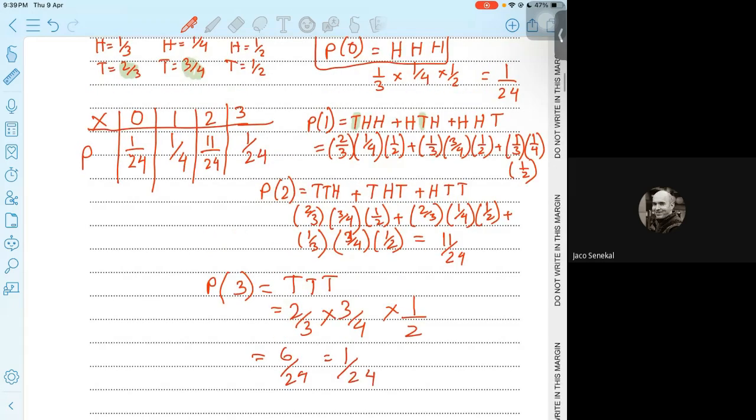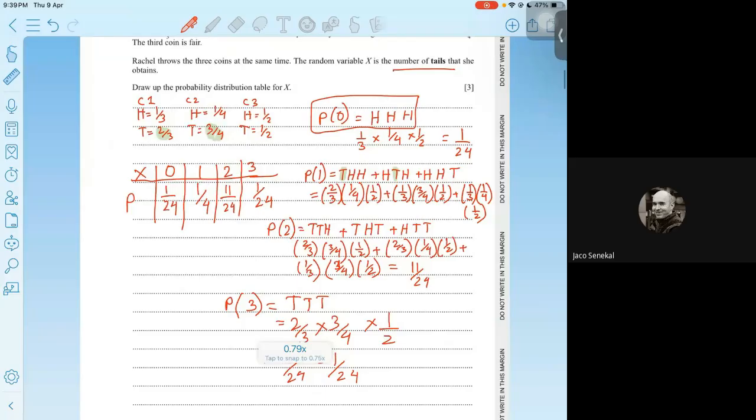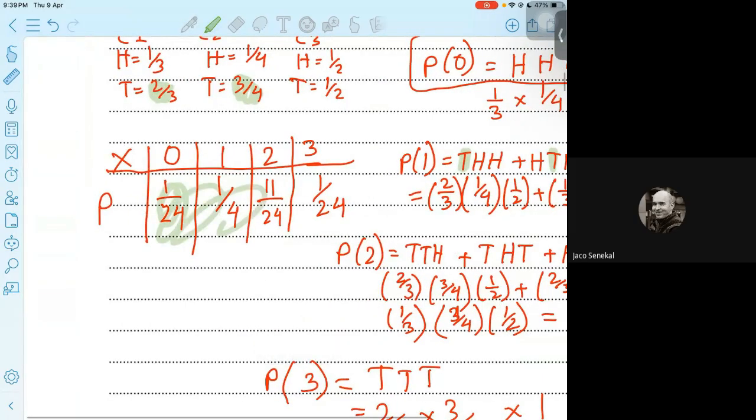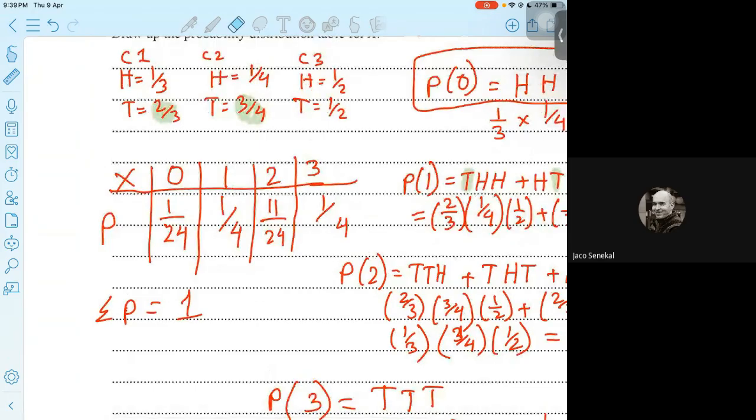Okay. So after you're done with this math, you should always be checking one thing, whether all of these add up to 1. We know that the probability of all the possible scenarios should always add up to 1. So if you find that your values don't add up to 1, that means you have messed up in at least one value. Okay, this is not 1/24, it's 1/4. Yeah, cool.